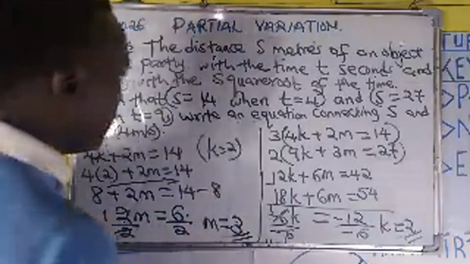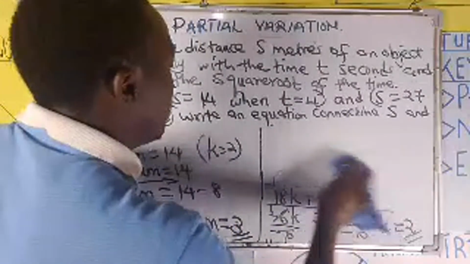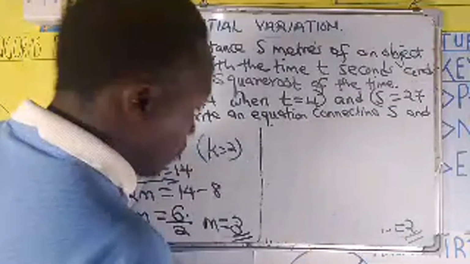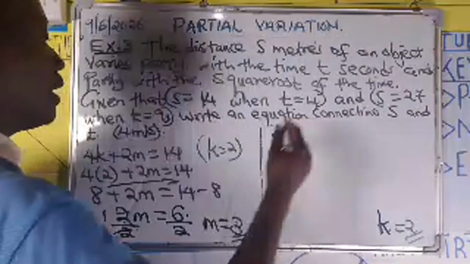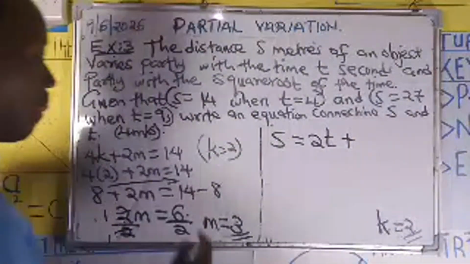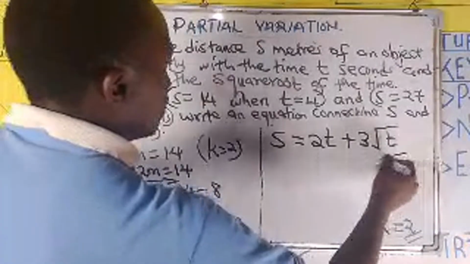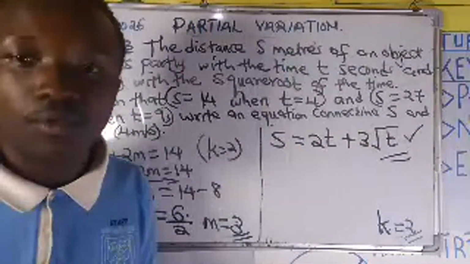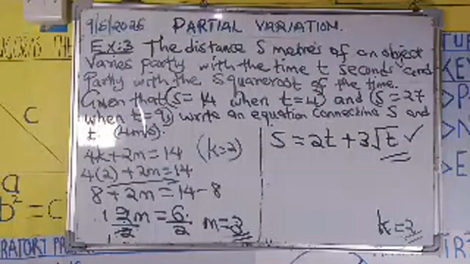So when we get m equal to 3, the equation connecting s and t will be, because our k is 2 and our m is 3, s equals kt plus m square root of t. So our k is 2, so it will be 2t plus 3 square root of t. And we are done. So have we understood? Tumeelewa? Tuendelee na examples zingine.